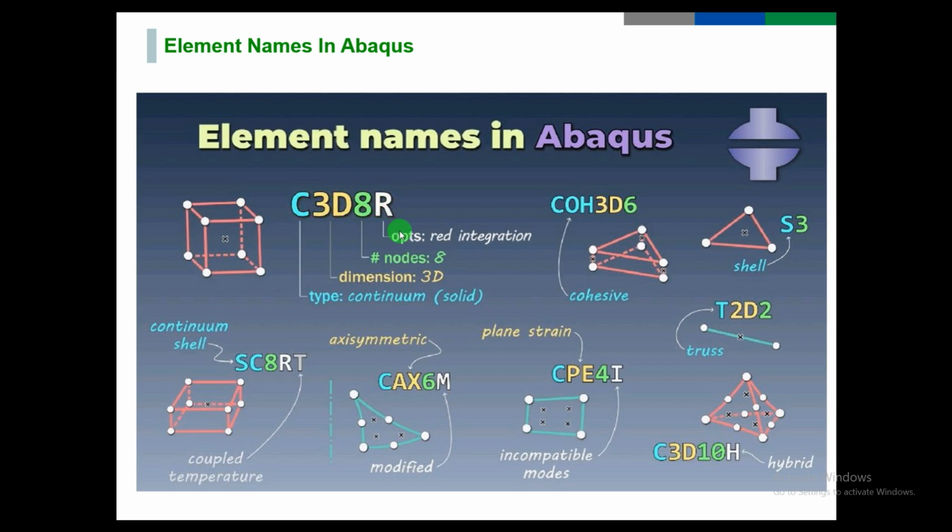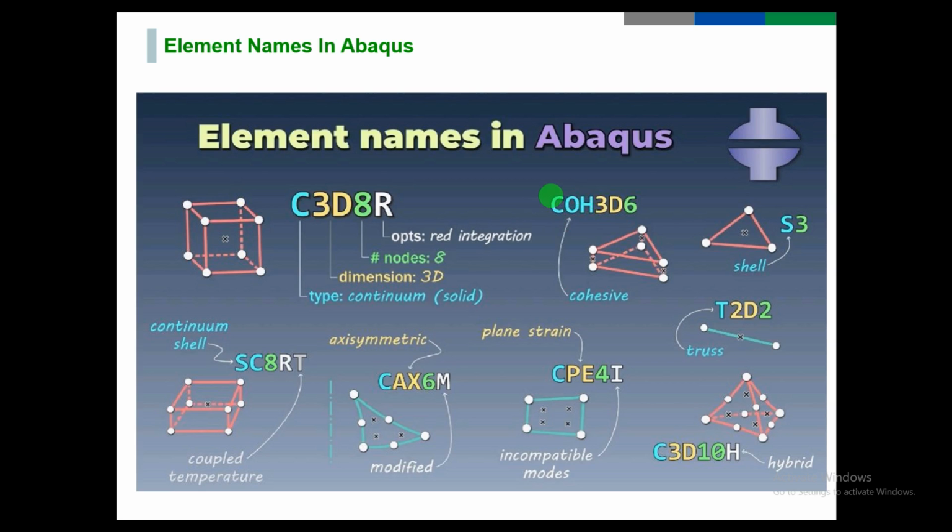C3D8R. The first letter represents the element type. In this case, C means continuum element, a cast solid for mechanical analysis. We also have S, like this name, S for shells, or COH for cohesive elements, among others.